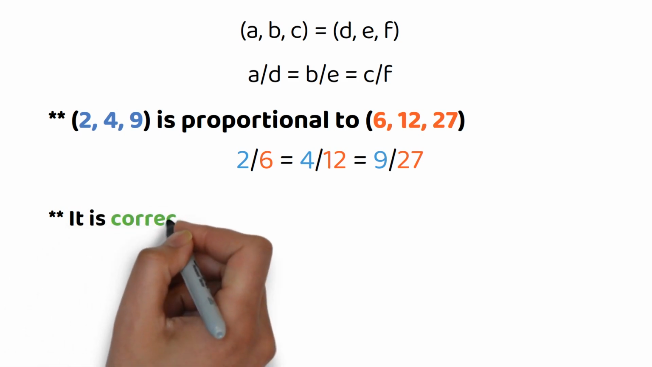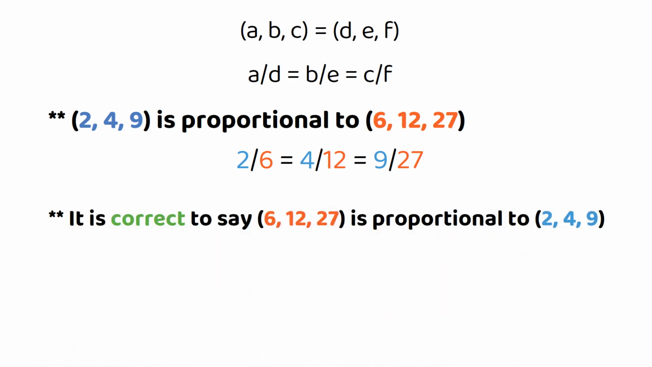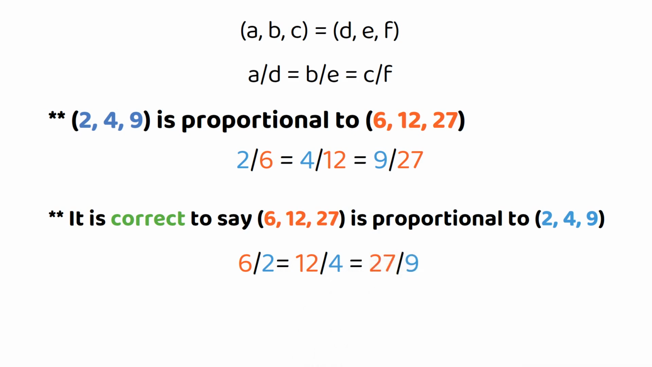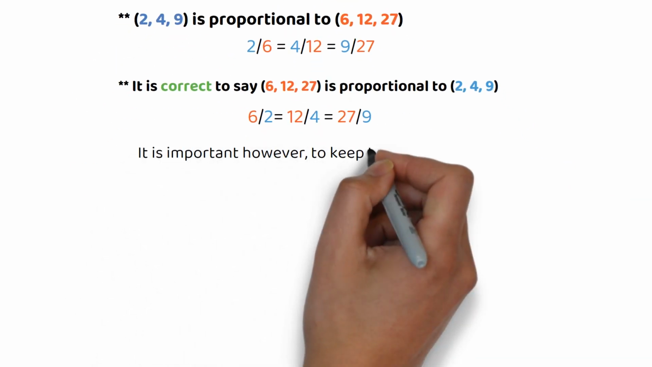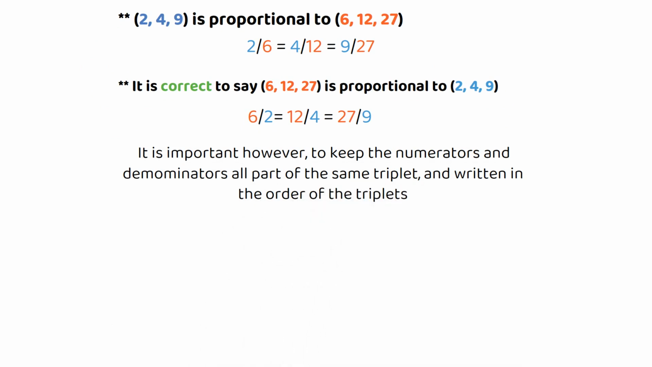Note that the definition is symmetric, which means that it's also correct to say that 6, 12, 27 is proportional to 2, 4, 9. So when we check if two triplets are proportional, it's up to us which triplet we use as the first one and which one we use as the second triplet. It's important, however, to keep the numerators and denominators consistent, and all part of the same triplet, and written in the correct order of the triplets.